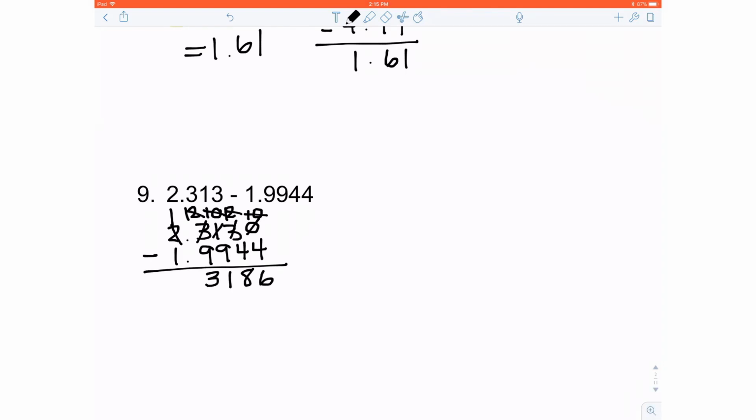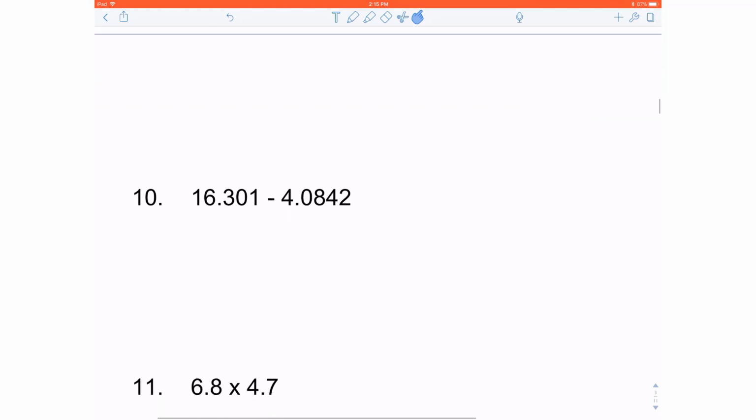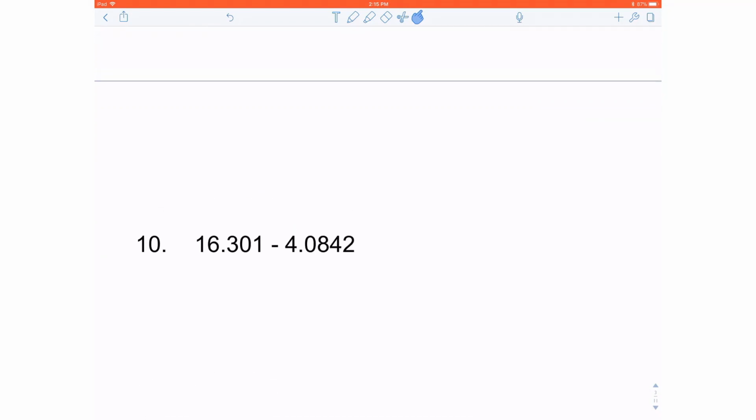We used it. We're going to include our decimal because it's lined up here. And 1 minus 1 is 0. So the answer to this one is 0.3186. Okay? So I hope that made sense. Give number 10 a try before we move on to multiplication.